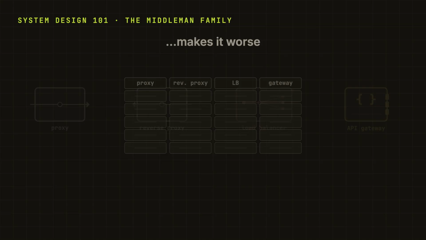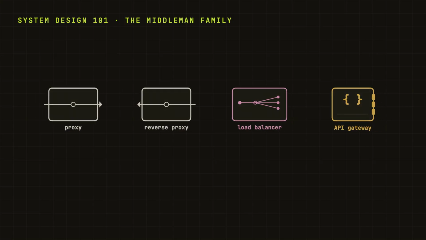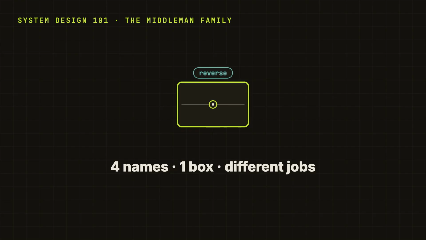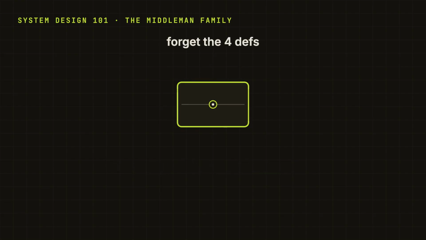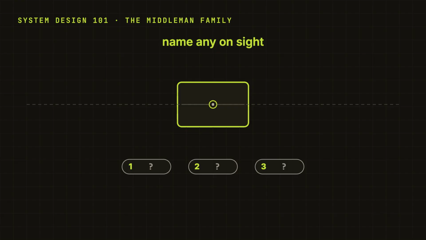What if these four are not four different things at all? What if they are the same box, doing different jobs, in different places, one middleman just wearing different hats? So instead of memorizing four definitions, we are going to learn one thing, what a middleman on the request path actually is, and then three tiny questions that let you name any of them on sight. Let us build it up.